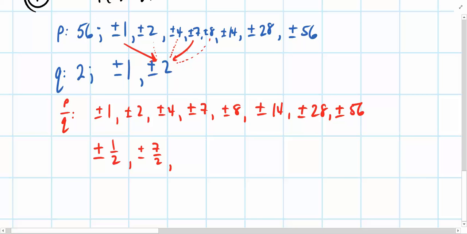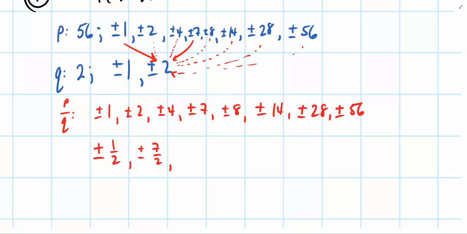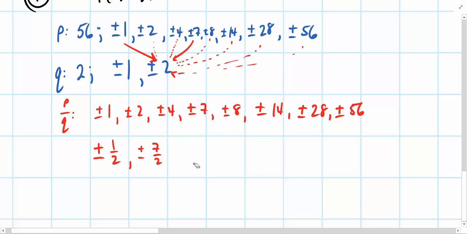8 divided by 2 is 4. I don't need to check that one. 14 divided by 2, that's 7. I don't need to check that one. Again, those two already showed up in my list before. 28 divided by 2 is 14. That's in my list. And 56 divided by 2 is 28. That's already in my list as well. So really, this just produced two more factors for us to investigate.